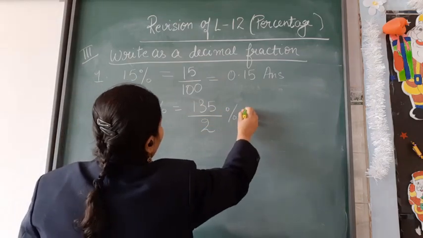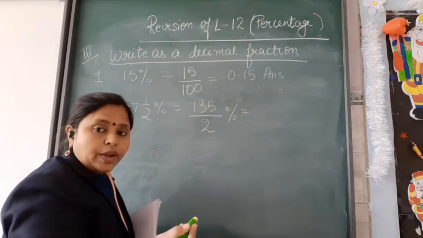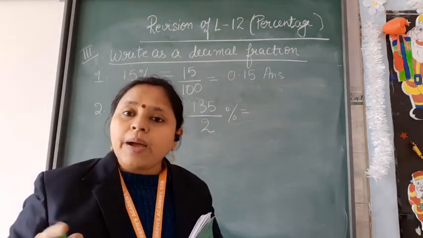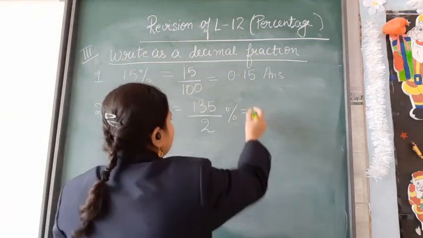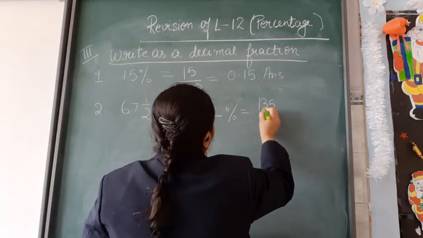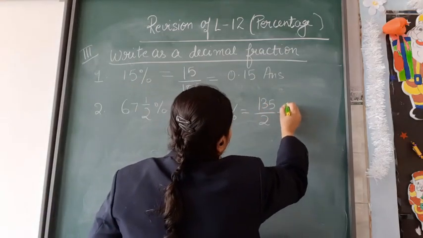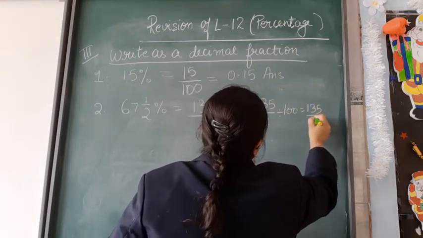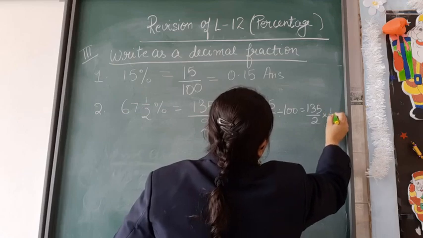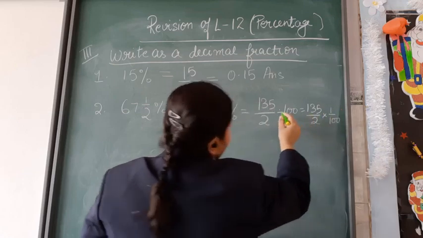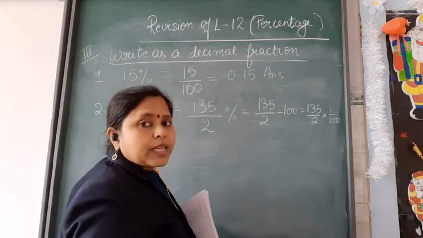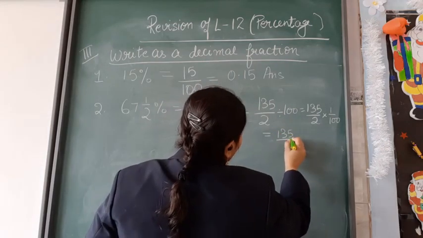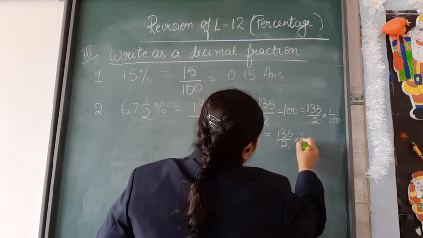2%. Now percent means out of 100 or divided by 100. 135 upon 2 divided by 100, right? So, 135 upon 2 divided by 100. Now, we will write the reciprocal of 100. That is 1 upon 100. And the division is replaced by multiplication sign. And now children, this is 135 upon 2 multiplied by 1 upon 100.